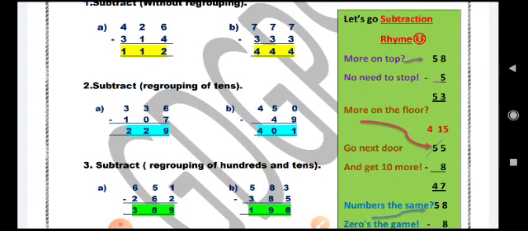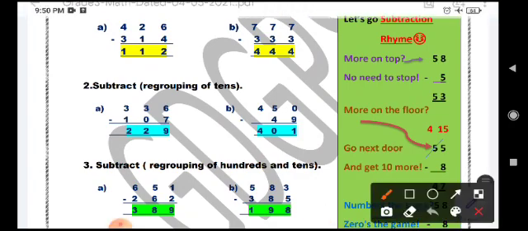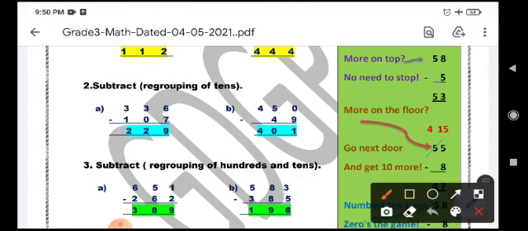More on the top, no need to stop. When you are having a larger minuend on the top, no need to stop, go on subtracting. When you're having more on the floor, go next door. It means here you are having 5 is less than 8. You are having more at the bottom than the top. Subtrahend is larger than the minuend. What are you going to do? You are going next door.